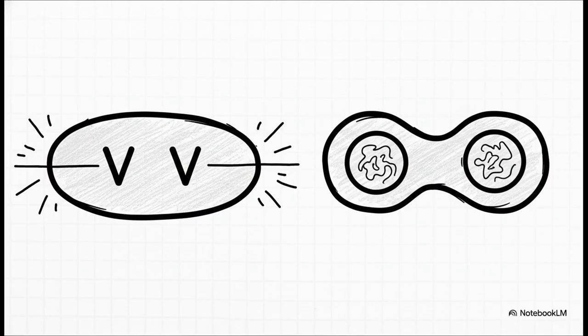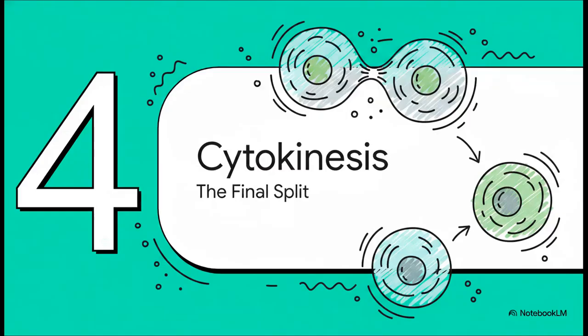Then the dust settles in telophase. The chromosomes reach their opposite sides, 2 brand new nuclear membranes begin to reform around each set of DNA, and those tightly packed chromosomes decondense back into that relaxed chromatin state. So now the cell has 2 complete, identical nuclei. Which takes us to section 4, cytokinesis, the final split.